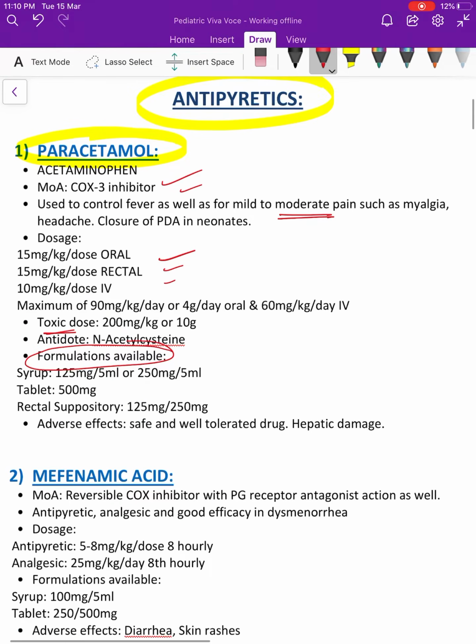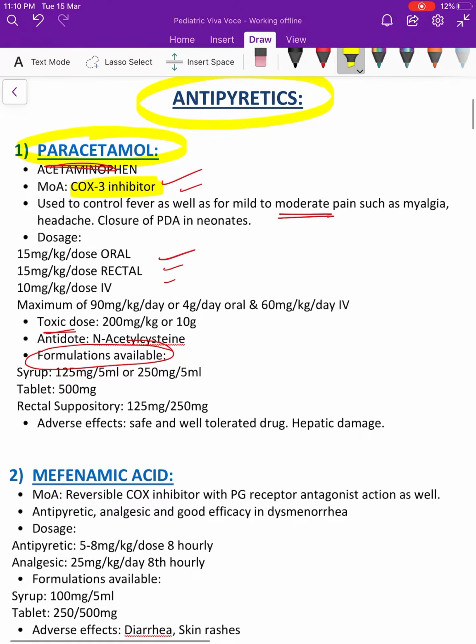Now we'll discuss paracetamol. Paracetamol, also called acetaminophen. What is the mechanism of action? In simple words, you can just explain. It is a COX-3 inhibitor, as we all know. It is used for control of fever as well as mild to moderate pain.